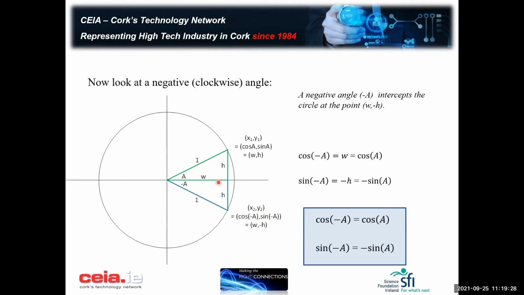So the cosine then is the same as it was for the positive angle, but the sine is minus h, so it's the negative version. It's negative compared to the sine of the positive angle. And so these are the equations here. The cosine of minus A is the same as the cosine of A, but the sine of minus A is minus the sine of A.